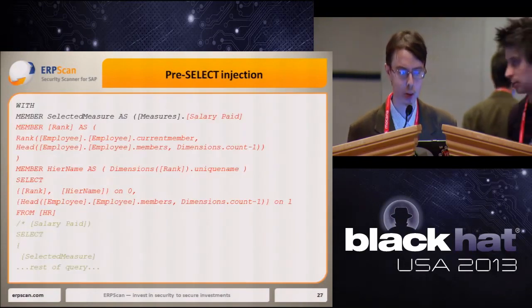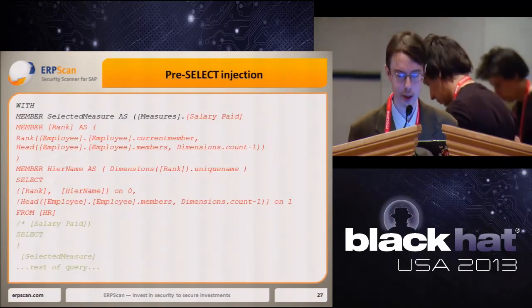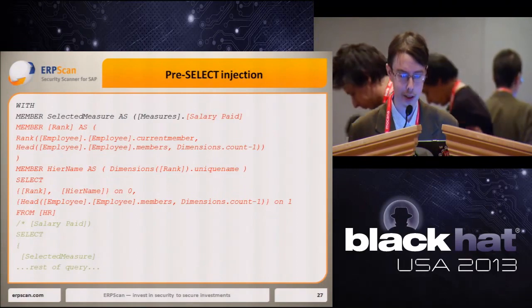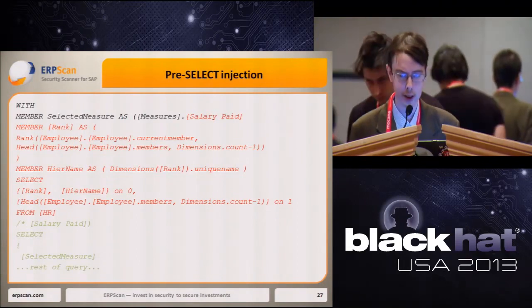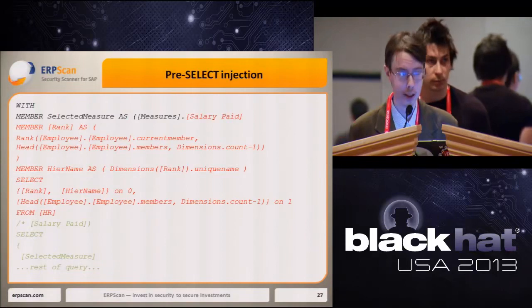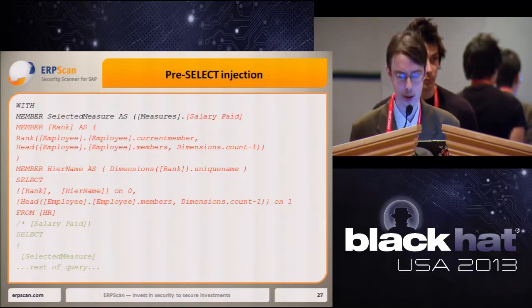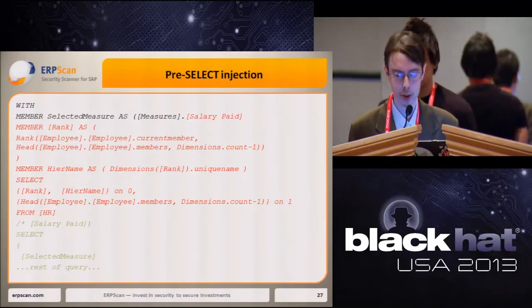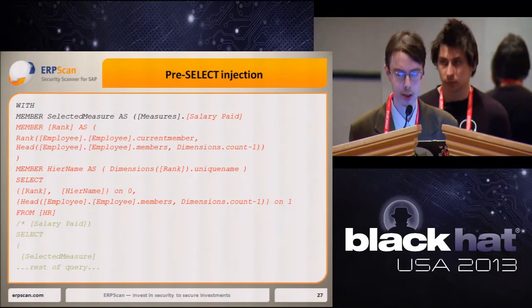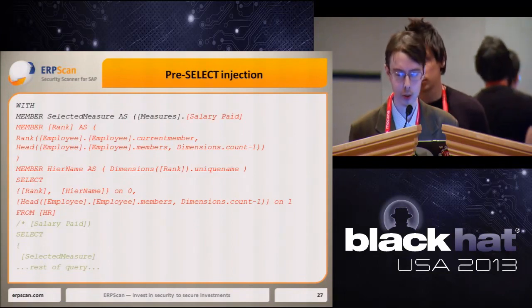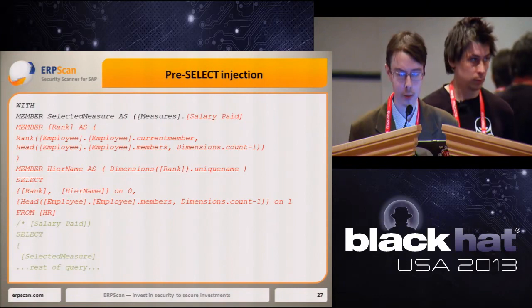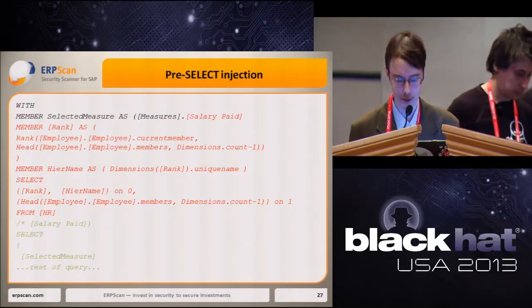Here is an example of simple MDX injection into the first section, the pre-select section. The injection code is highlighted with red color, and the rest of the query is commented out with green color. Here we inject the code that will return almost all members of the cube hierarchy. We are using special built-in keywords of MDX, such as dimension count, unique name, current member, and members, which will allow us to access cube hierarchy metadata.